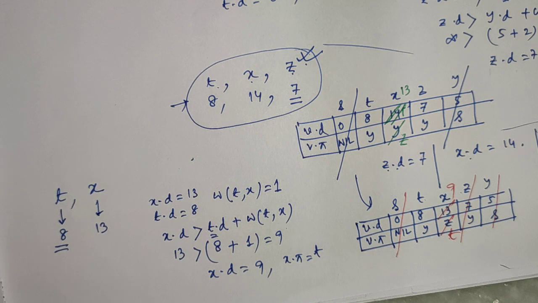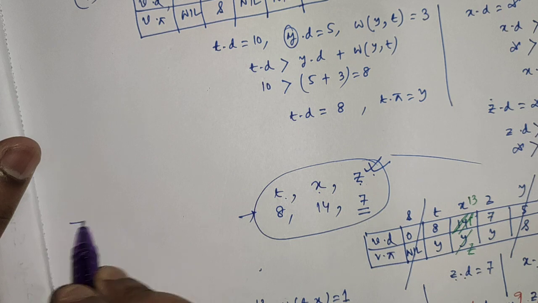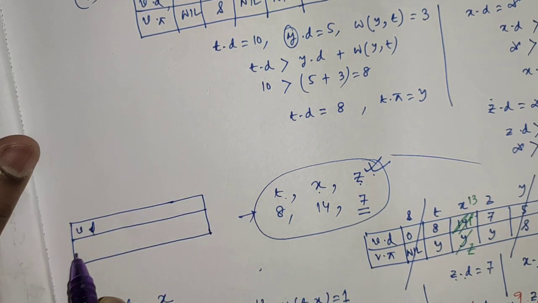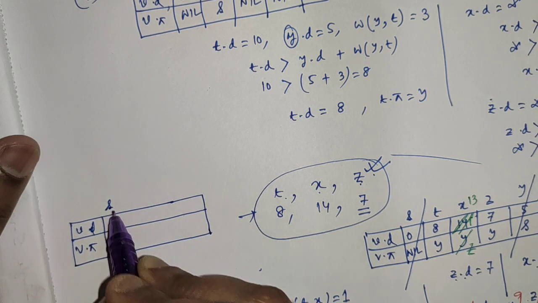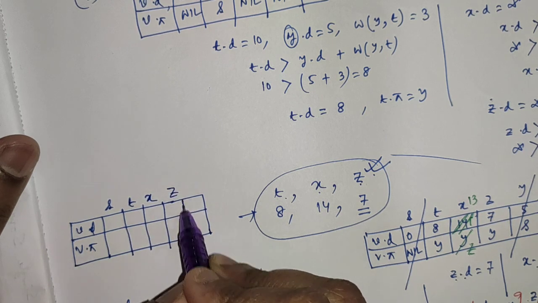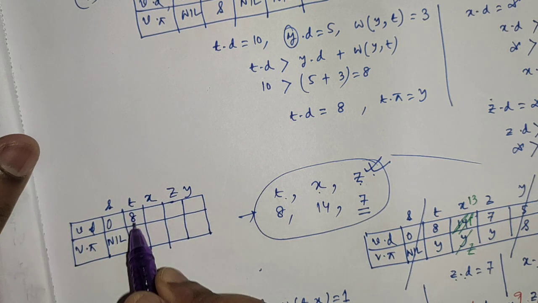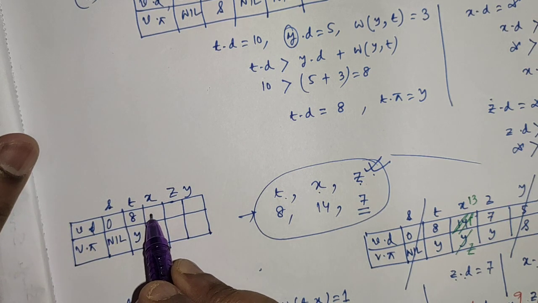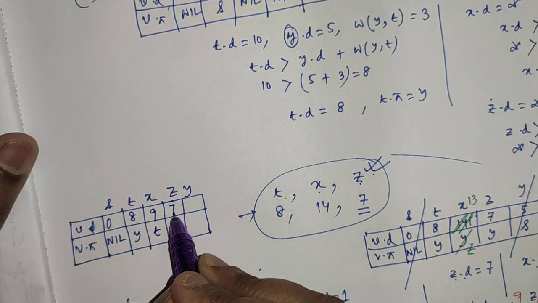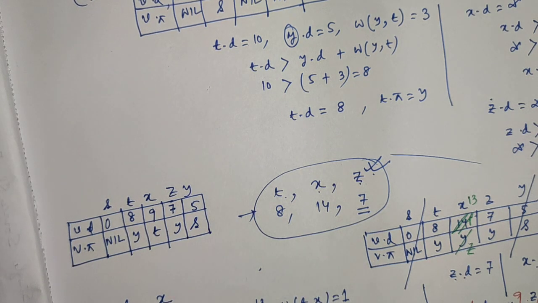Okay. So what will be the table? Table is now V.d, V.pi: S, T, X, Z and Y. It is 0 and nil. T is updated as 8 and Y. X was reduced to 9 and T. Z was 7 and Y, and Y was 5 and S. Okay, fine.